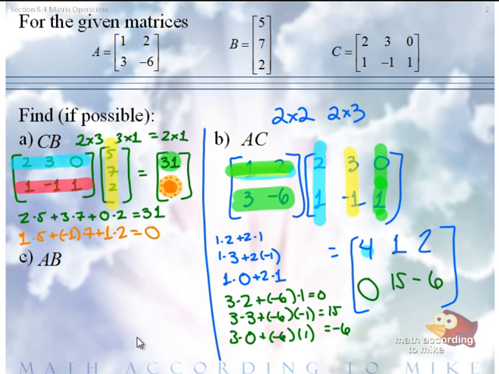Hooray! Oh no, I did not leave a lot of space for part C, but it doesn't matter because A is 2 by 2, B is 3 by 1. Can we do it? No. And if I said why, you would say, there it is. The number of columns of the first matrix must be equal to the number of rows of the second matrix.